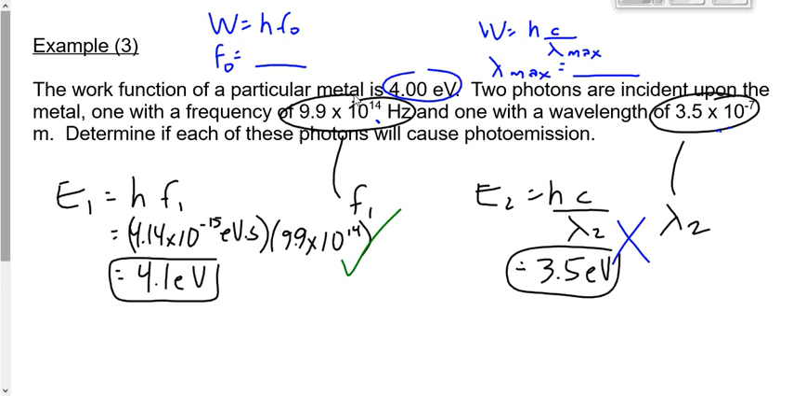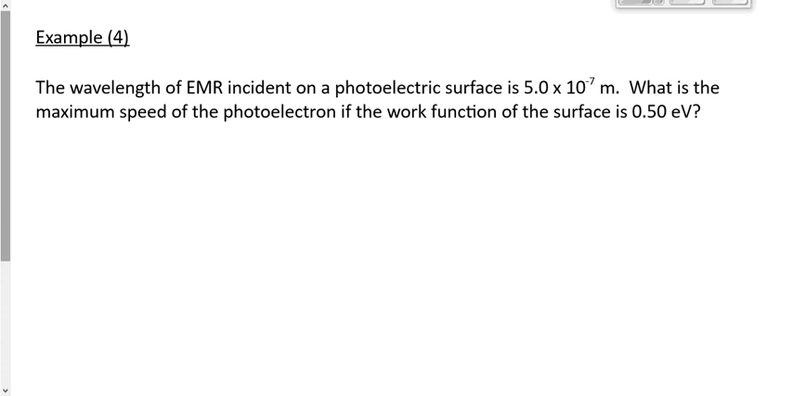One more question, and then we call it. Number 4 says the wavelength of EMR on a particular photoelectric surface is 5.0 times 10 to the negative 7 meters. This is not the threshold wavelength. This is not saying this is the wavelength that's required to eject an electron or whatever. This is just the wavelength we have.